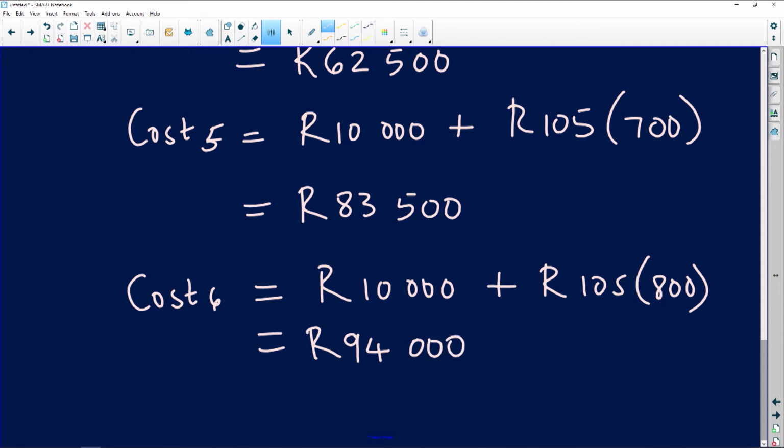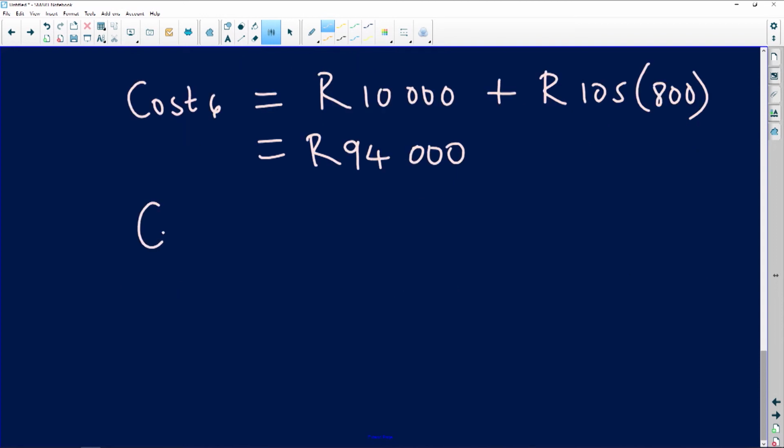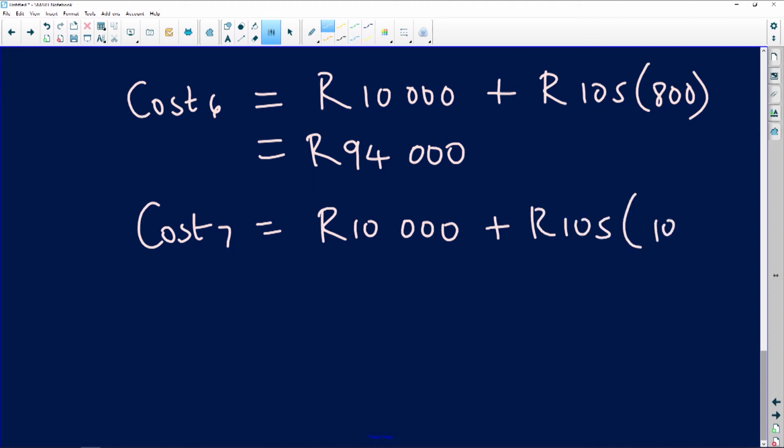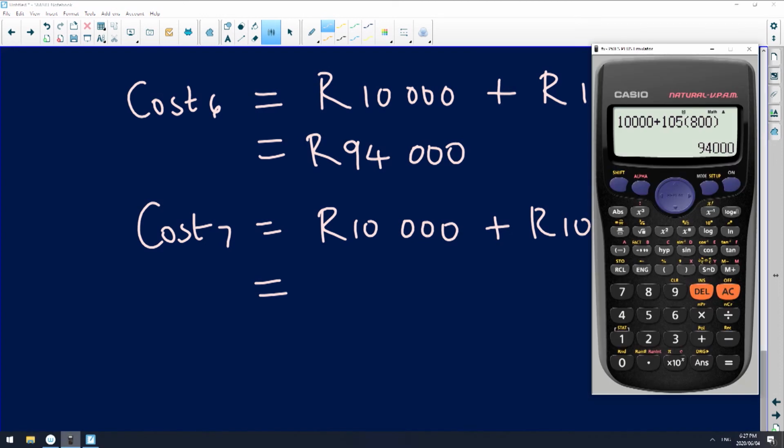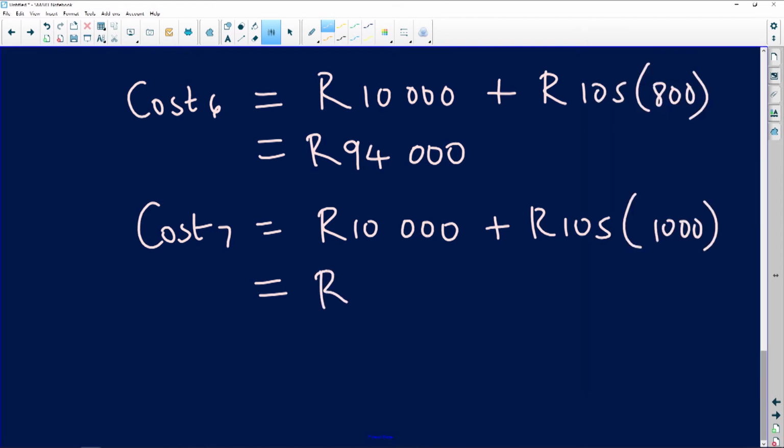And we have our last one. Our last one, 10,000 plus 105, and then we've got 1,000 over there. Plug it in. Plus 105 times 1,000. And all of this feels tedious. That's 115,000. But you are getting marks for all of this.